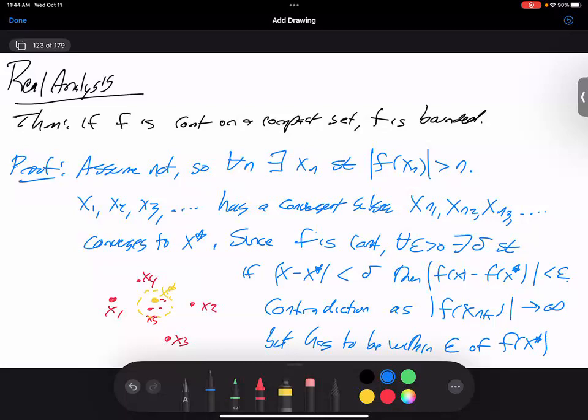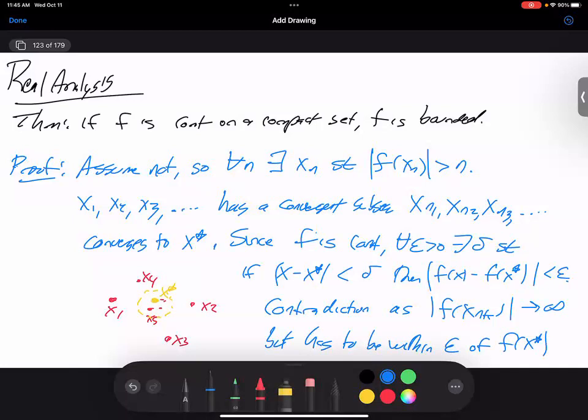Some x sub n, and then make epsilon like a half, and then x sub n plus 1 escapes. Well, not necessarily, because we're just saying f of x_n is greater than n in absolute value. Maybe it's also greater than n plus 1. Well then pick it, and for which.